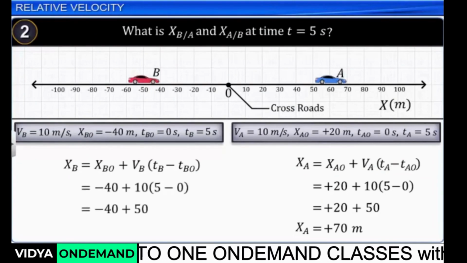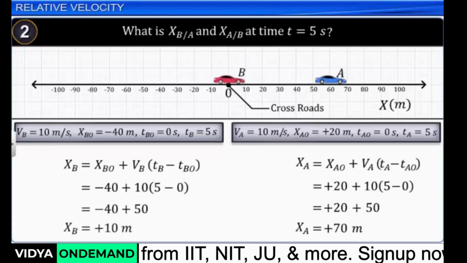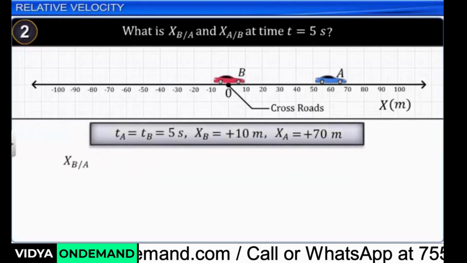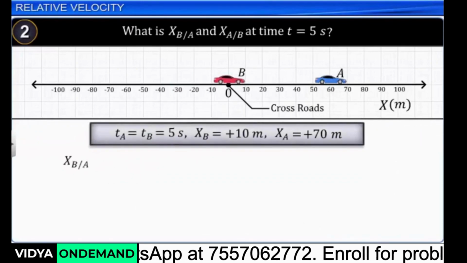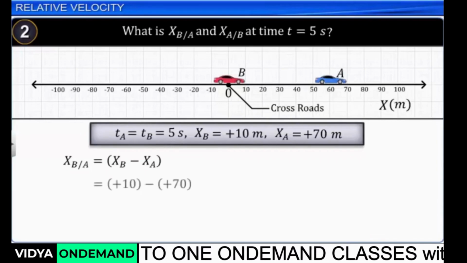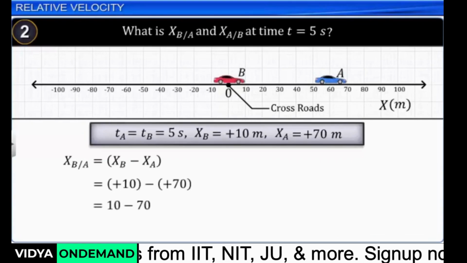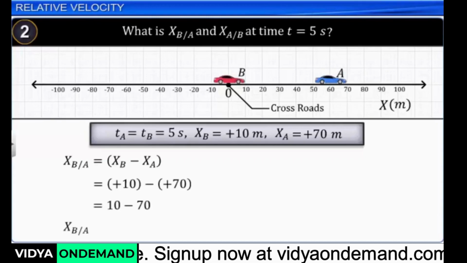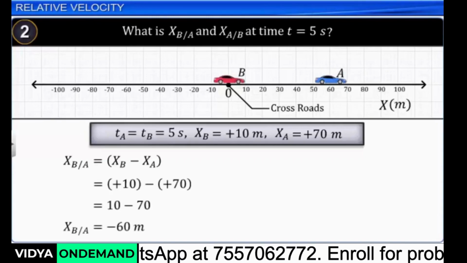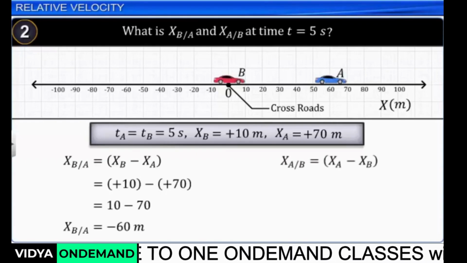Now, calculating for XB by A, which is equal to XB minus XA. On substituting values and simplifying, we get XB by A equal to minus 60 meter. And calculating for XA by B, which is equal to XA minus XB. On substituting values and simplifying, we get XA by B equal to plus 60 meter.